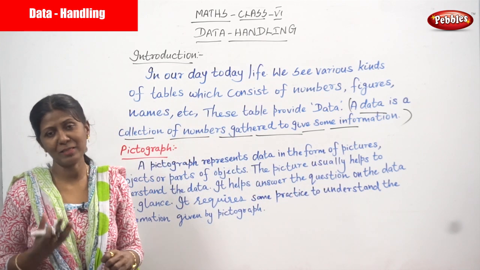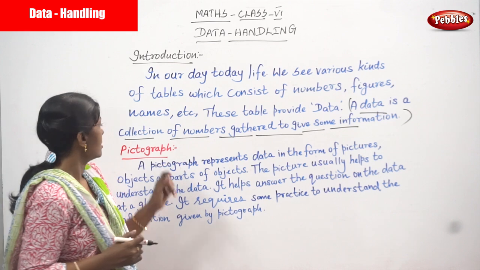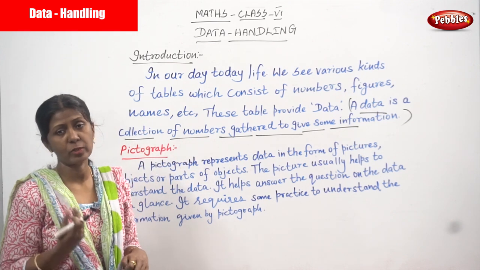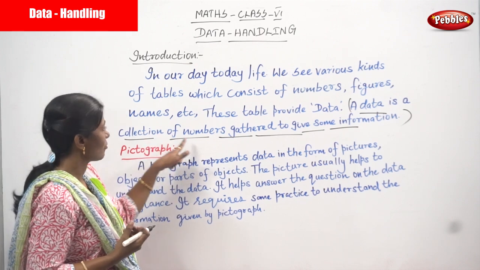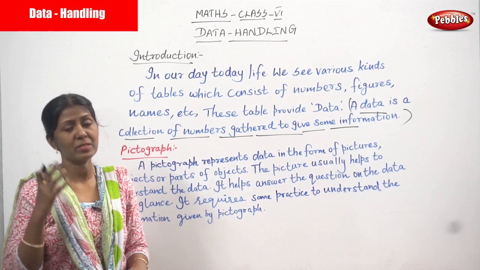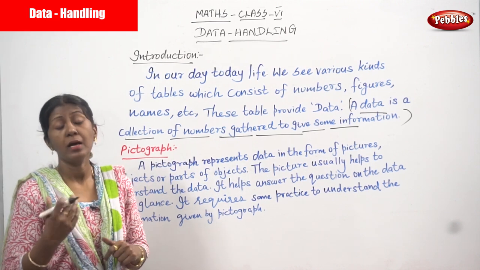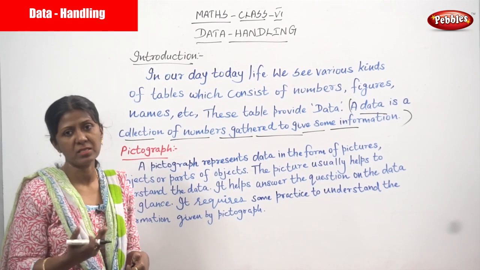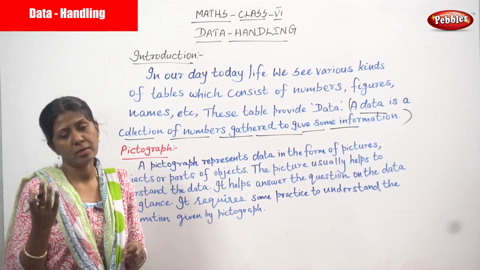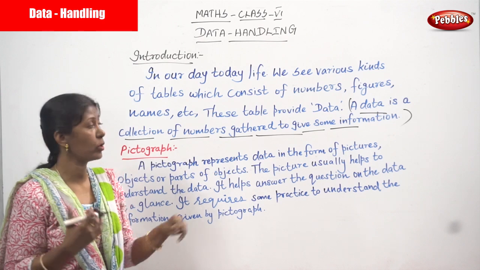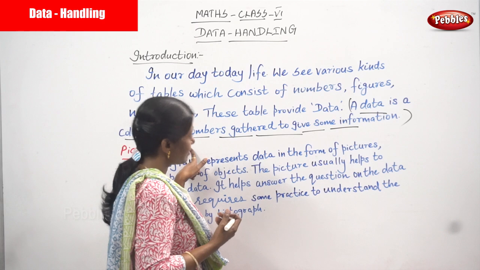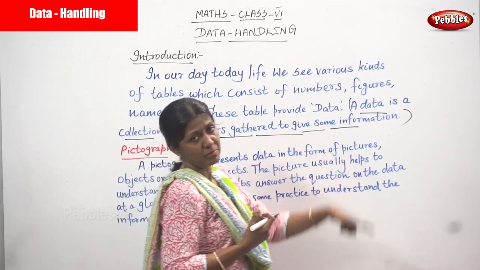So data is nothing but a collection of information. In this particular place, not only are we using numbers, we are collecting numbers gathered to give some information. So data is a collection of information about many people, many persons, many countries. Whatever the topic you have taken, according to the topic we are collecting the data.